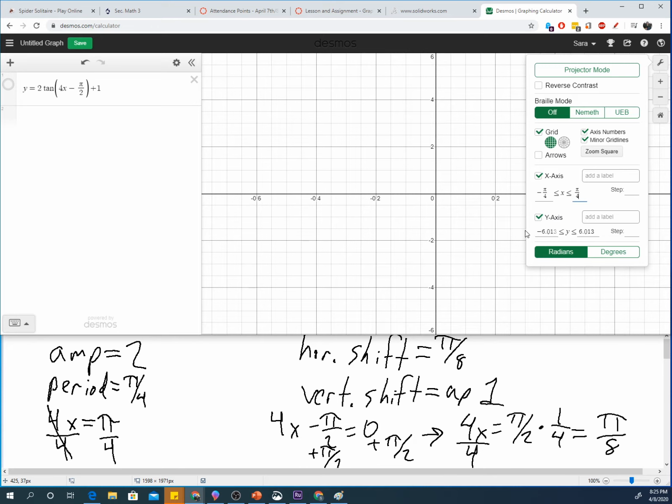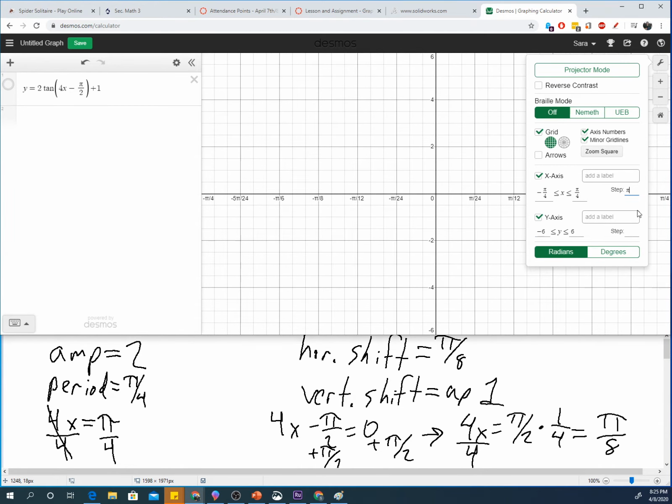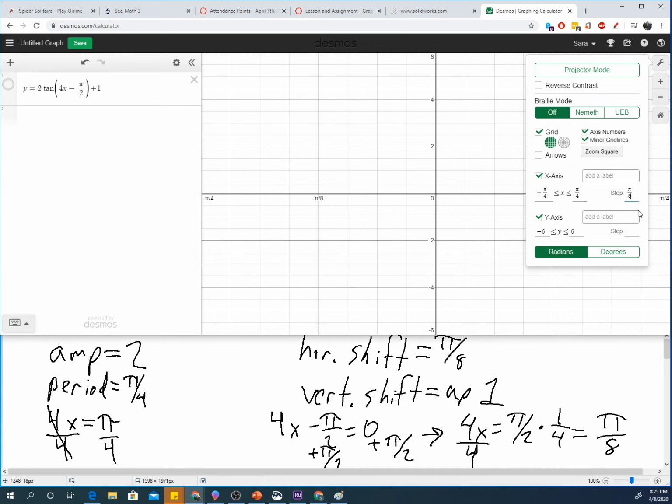Alright, now my y's, I have an amplitude of 2 and a shift of 1, so that means I'm going to need to go up at least to 3. Actually, tangent functions go on forever, so let's say maybe I'll take that from -6 to 6, something like that. I think that would be reasonable. And I am using radians, and I'm going to step my function by at least pi over 8, because that's what I'm going to need to use here.